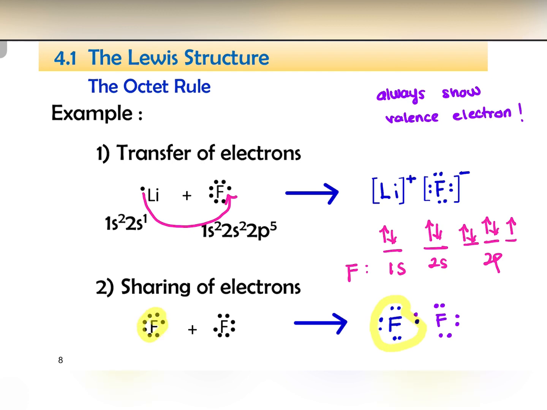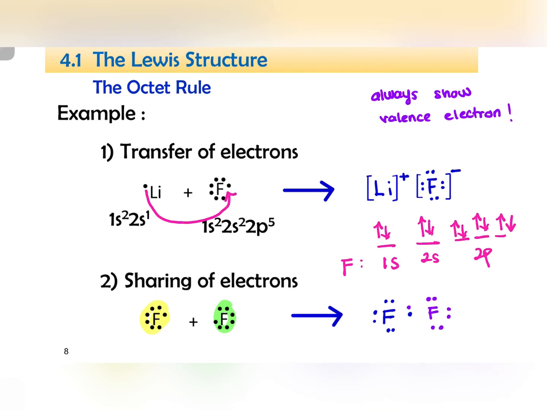Okay, so ini yang pertama. And this is the second fluorine. Okay, so you can see ada sharing of electron berlaku di tengah sini. Okay, so bila fluorine terima satu elektron tadi, so instead of 9 elektron, dia sekarang ada 10 elektron. So 10 elektron ni, bila kita tulis dia punya electronic configuration, dia adalah 1s2, 2s2, 2p6.